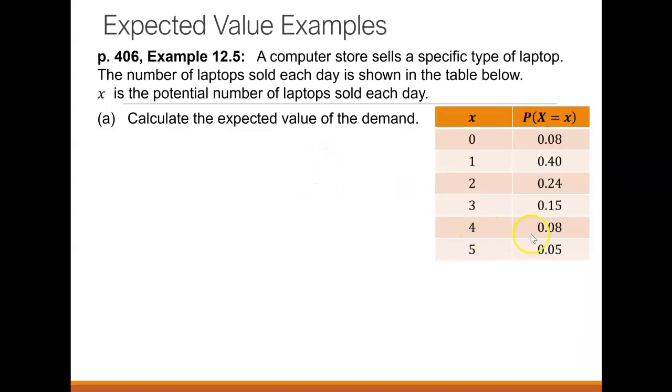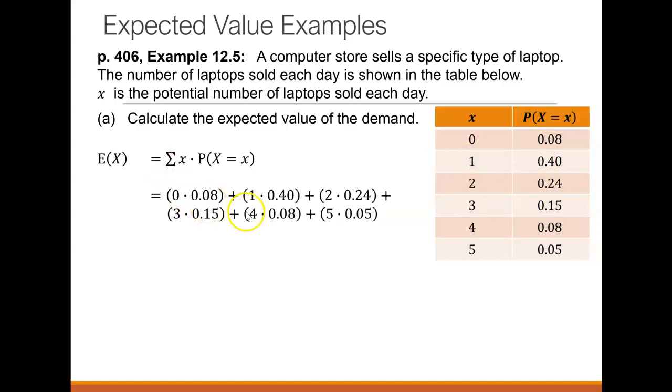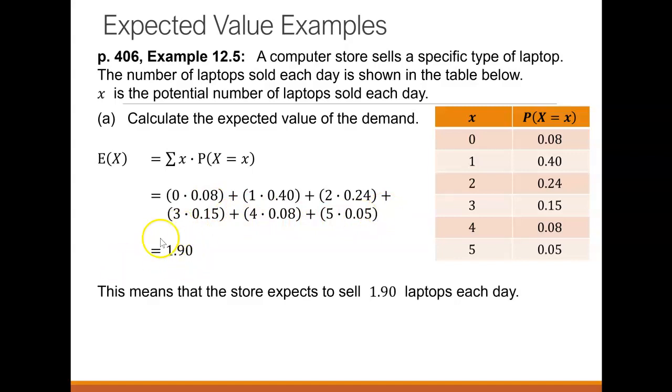Let's do another. So here we have a new probability model. This is the number of laptops sold in a day, and this is the probability of that outcome. So again, the expectation, the expected value, is just the sum of the outcome times its probability. So 0 times 0.08, 1 times 0.4, 2 times 0.24, and just going to add those all up. When we do that, I get 1.9. That means we expect to sell 1.9 laptops each day.